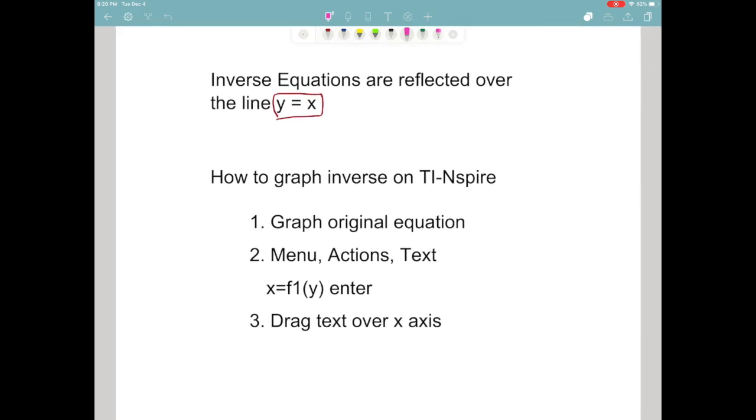We also went over today how you can use your TI Nspire to help you check your inverse graphs. There are 4 steps here. You'll graph your original equation. Then you're going to press menu. You're going to choose option number 1, which is actions, and then option number 5, which is text. You're going to click on the screen, and then enter this equation into the text box. Press enter, and then you'll drag it down to the x-axis. I'll show you how to do that in class. I showed everybody here today.